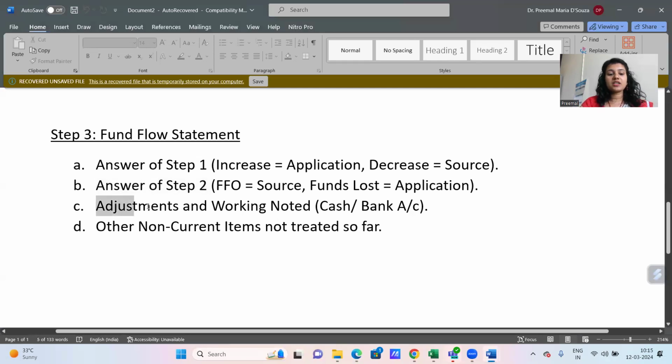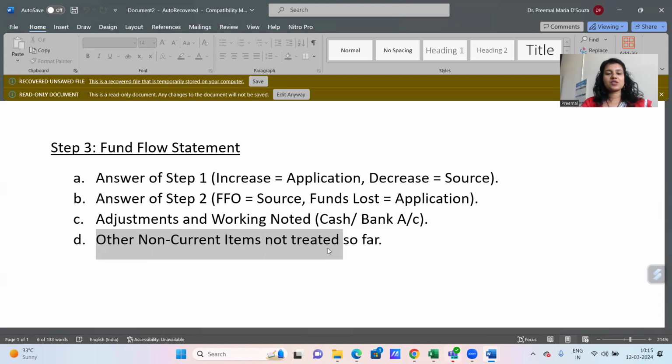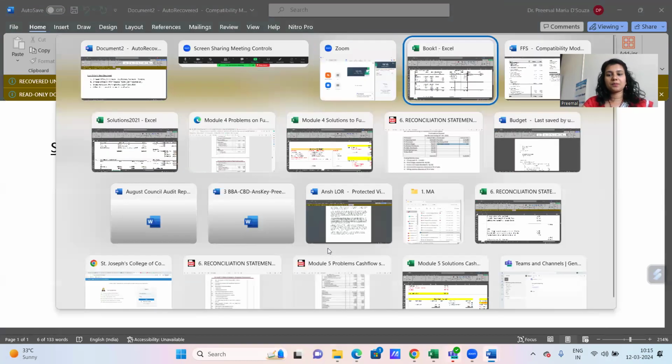Next is when you look at your adjustments for any direct entries, such as dividend paid, which we know is an application, or interest received, which we know is a source. Apart from that, we also look at our working notes. In our working notes, we search for any cash or bank account because this will indicate either a cash outflow or cash inflow. And the last guideline is where we look at all the non-current items that we haven't treated so far or in the first two steps. So let's move on and look at the sum.